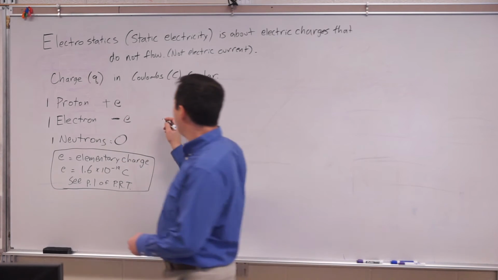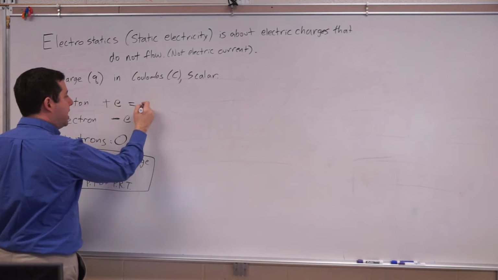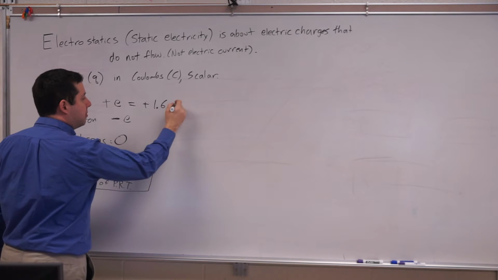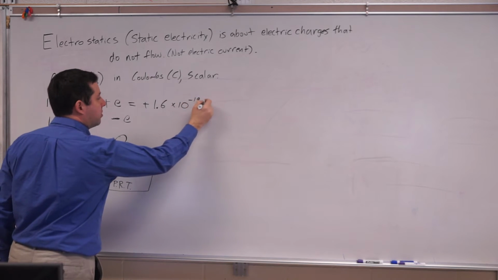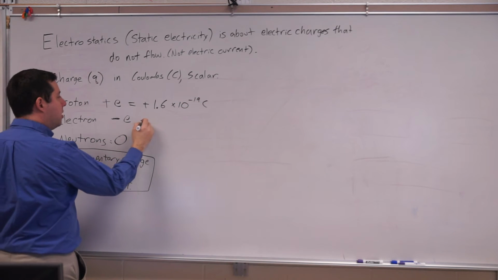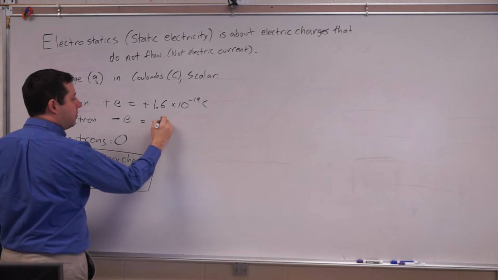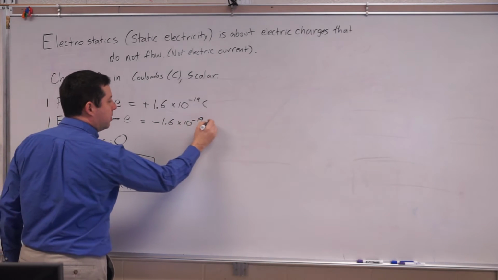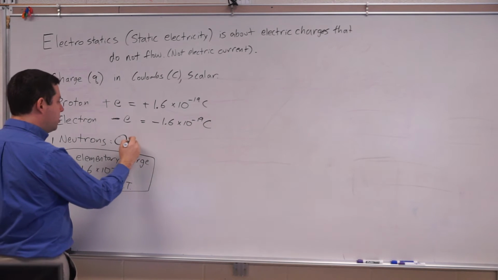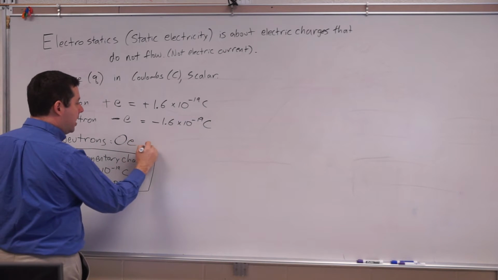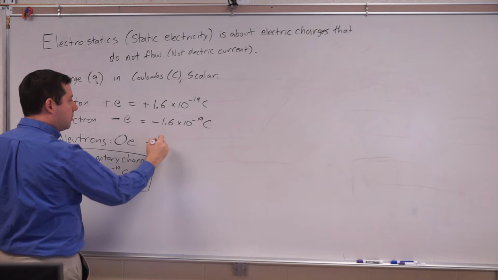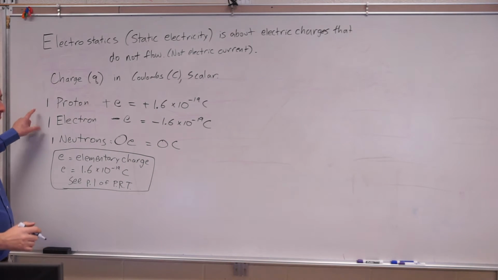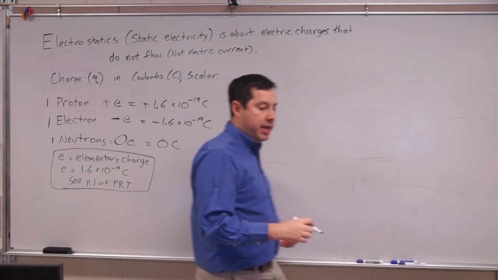So that would mean that a proton, which has a charge of plus e, really has a charge of 1.6 times 10 to the negative 19th coulombs, and an electron, which has a charge of negative e, has a charge of negative 1.6 times 10 to the negative 19th coulombs. And a neutron, which has a charge of 0 e, has a charge of 0 coulombs. And so you can combine protons and electrons and neutrons and see what you get.